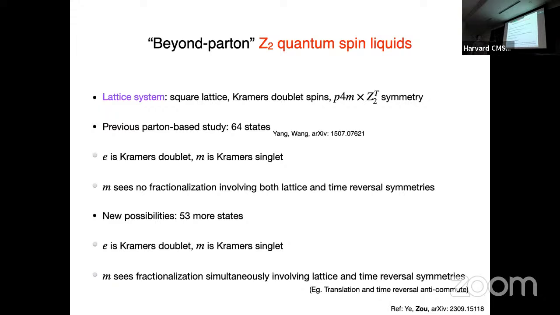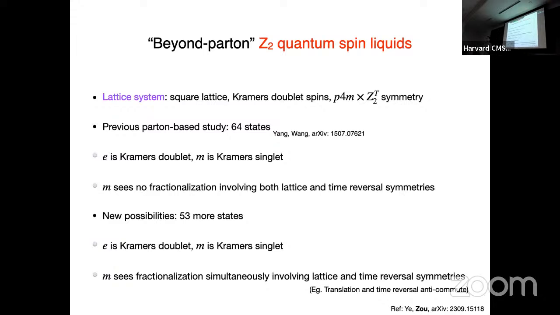There is some kind of beyond-pattern Z2 spin liquid. The lattice system I consider is just a square lattice such that at each site I have a spin-1/2. The symmetry is this p4m symmetry, which is the lattice symmetry of the square lattice, and time-reversal symmetry. Previous pattern-based study of such a system found 64 states from this paper. For all those 64 states, one of the bosonic anyons, E, is a quantum doublet, the other is a quantum singlet. Furthermore, this quantum singlet anyon doesn't see any fractionalization that simultaneously involves lattice and time-reversal symmetries. For example, it doesn't see something like translation and time reversal not commuting.